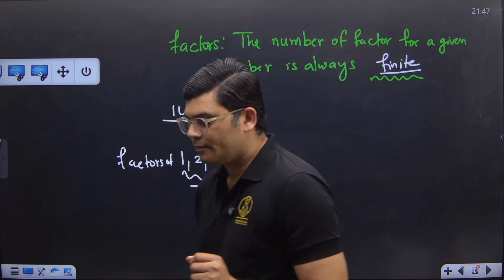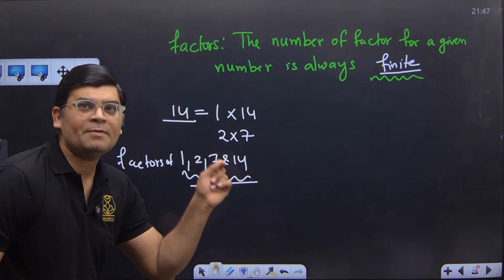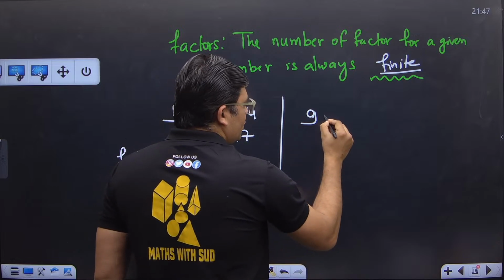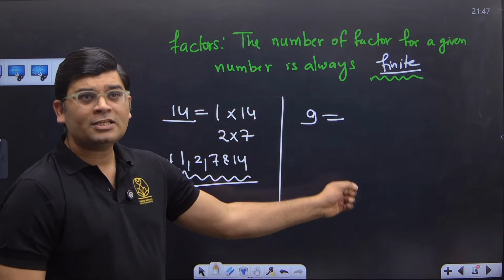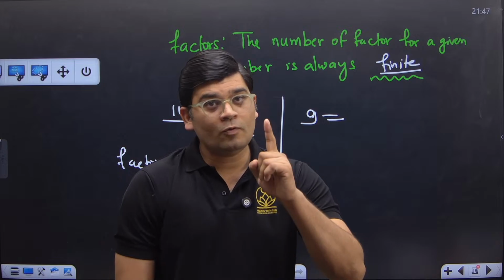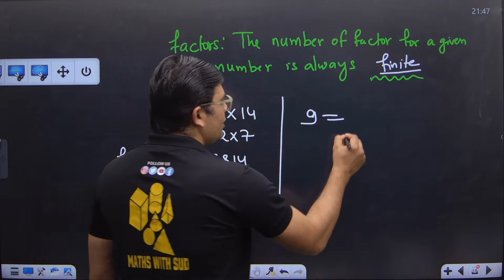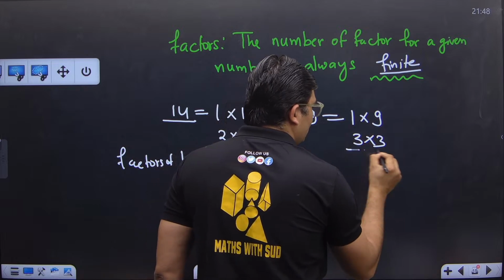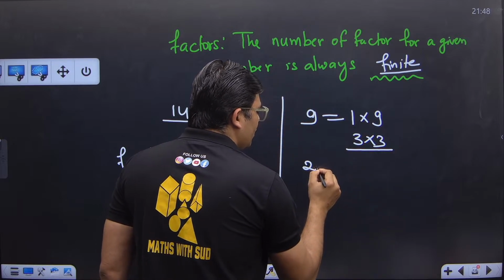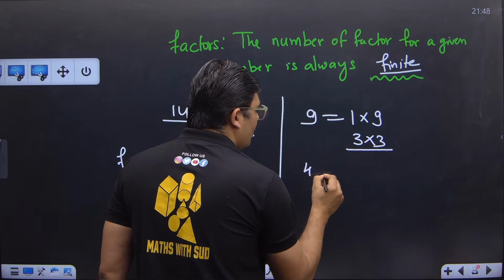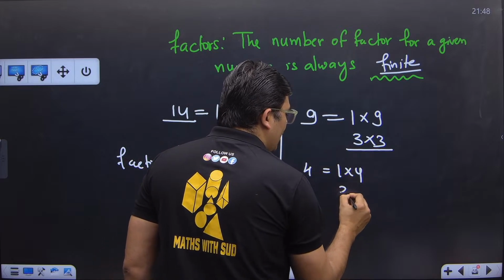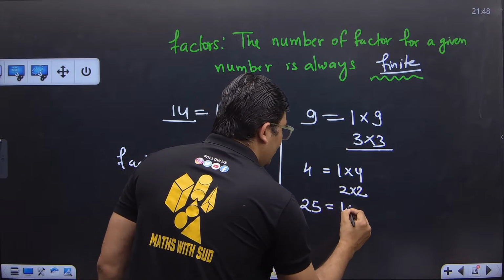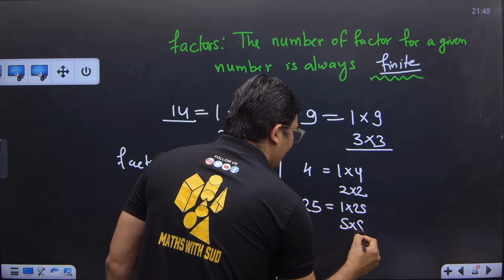Now if a number is a perfect square, for example I write 9, you will see the number of factors for a perfect square is always odd. Let us see. We will write 1 into 9, then 3 into 3. Let us check for one more number, say 4. So we have 1 into 4 and 2 into 2. Let us check for 25. So 1 into 25, 5 into 5.